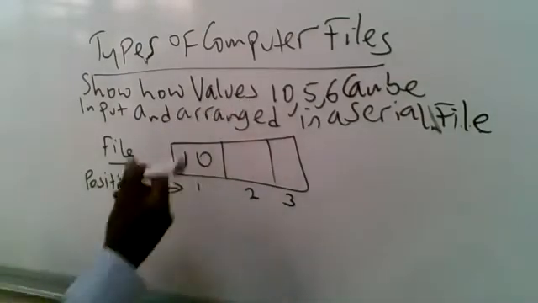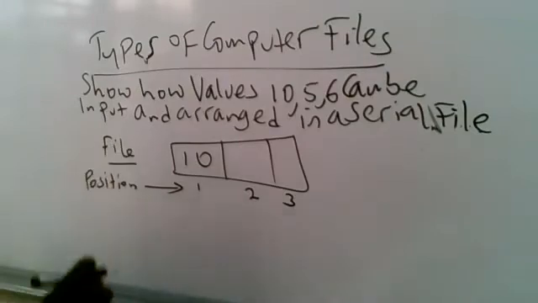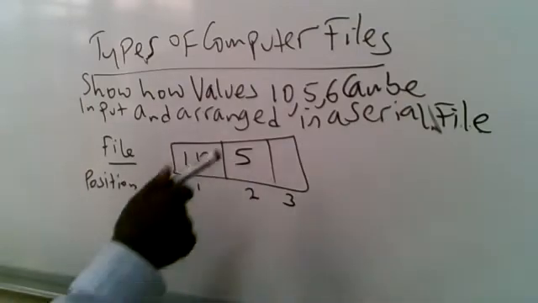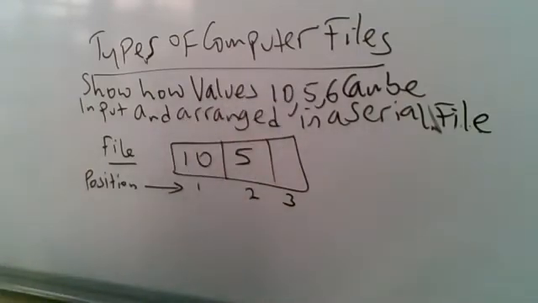Why? Because it has arrived first. Then when 5 arrives, 5 will be put in the second position. Why? Because 5 has arrived second. Then 6 will be put in the third position. Why? Because 6 has arrived third. We'll put it there. That's how those values will be kept in a serial file.